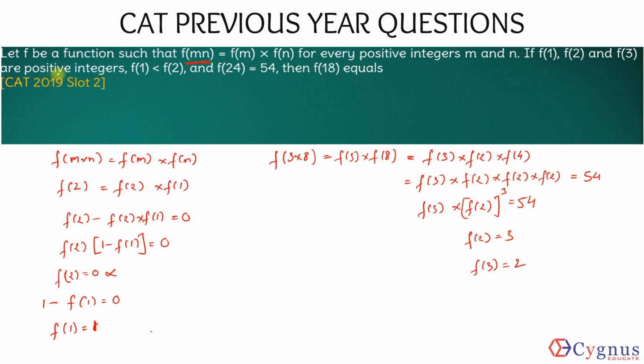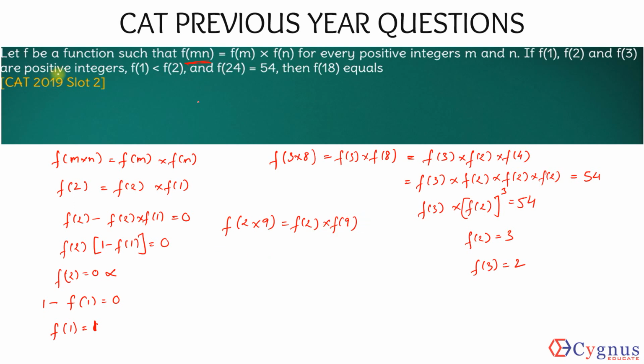So I know the value of f of 1, that is 1. F of 2 is 3. F of 3 is 2. And I'm looking for f of 18. How do we write f of 18? F of 18 can be written as f of 2 into 9, which is equal to f of 2 into f of 9.